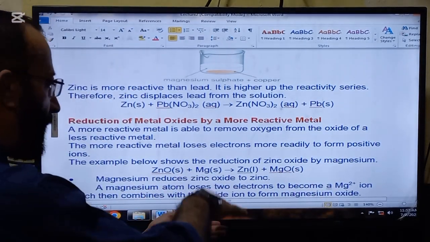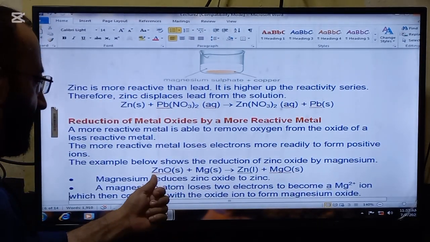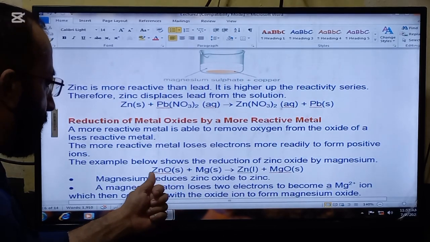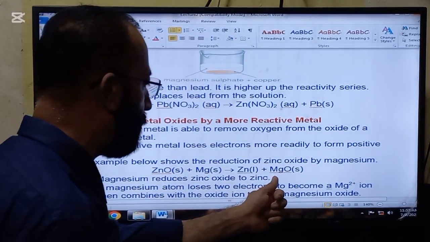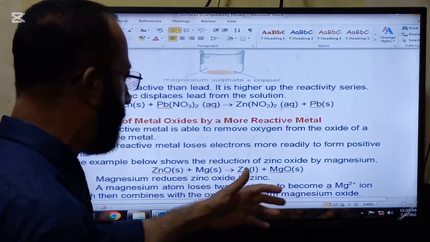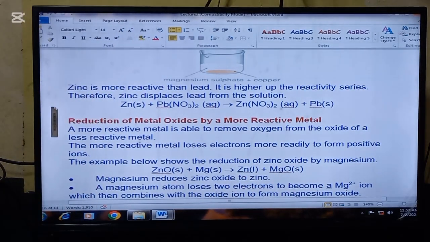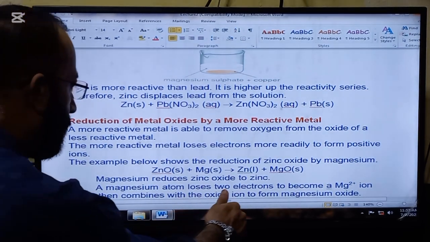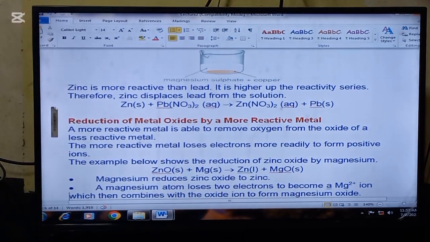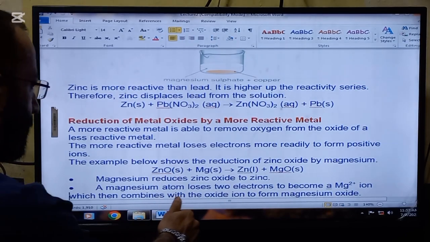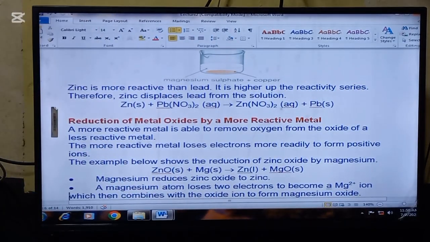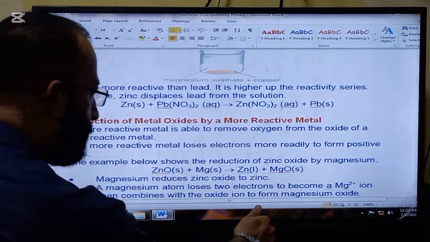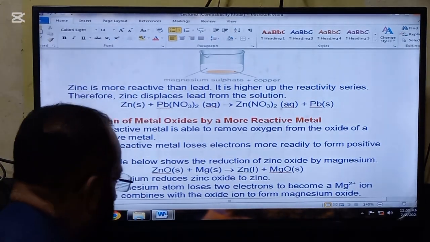So magnesium is higher up the series than zinc. So zinc will be kicked out and magnesium will take its place and form magnesium oxide, and zinc is kicked out. Magnesium reduces zinc oxide to zinc. A magnesium atom loses 2 electrons to become Mg2+ ion, which then combines with the oxide ion to form magnesium oxide.